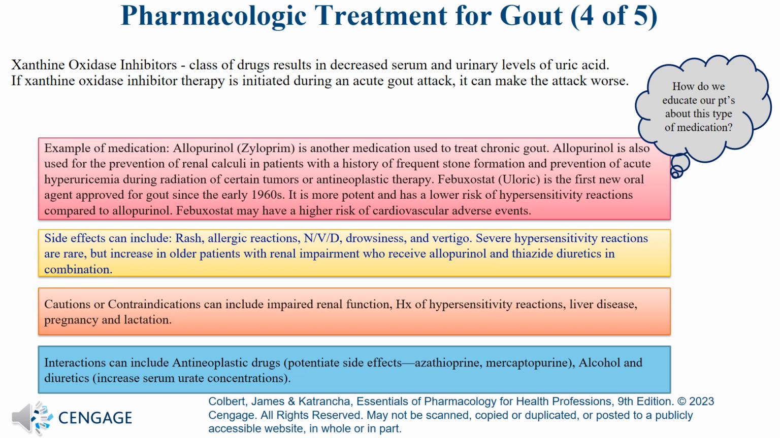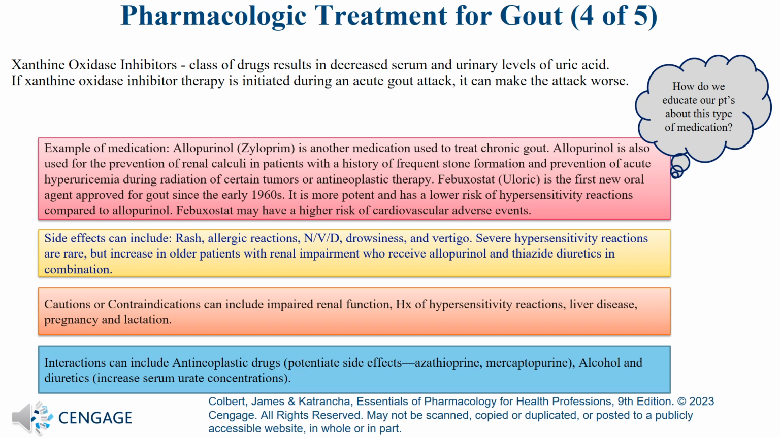Febuxostat is the first new oral agent approved for gout since the early 1960s. It is more potent and has a lower risk of hypersensitivity reactions compared to allopurinol. However, febuxostat may have a higher risk of cardiovascular adverse events. Side effects can include rash, allergic reactions, nausea, vomiting, diarrhea, drowsiness, vertigo. You can also have severe hypersensitivity reactions.